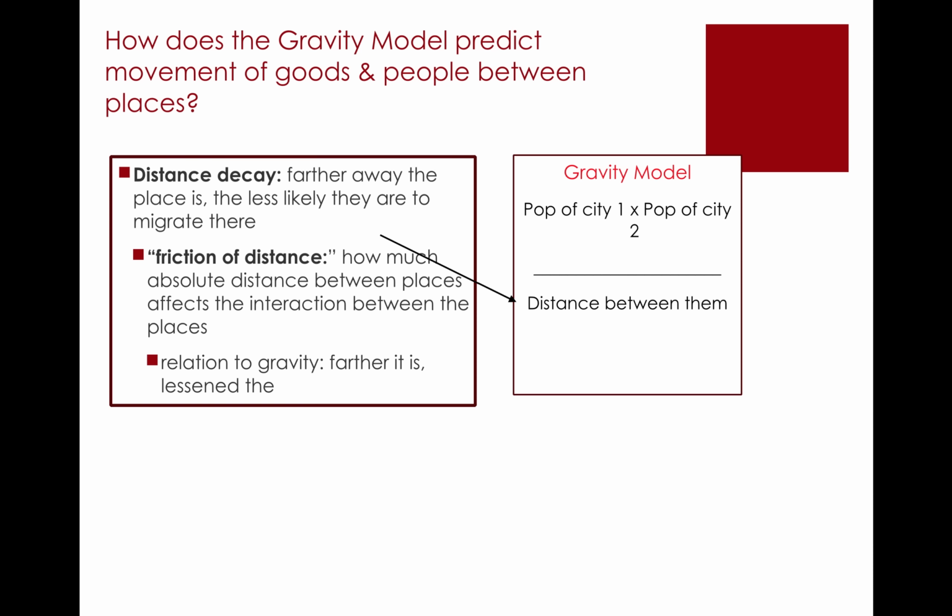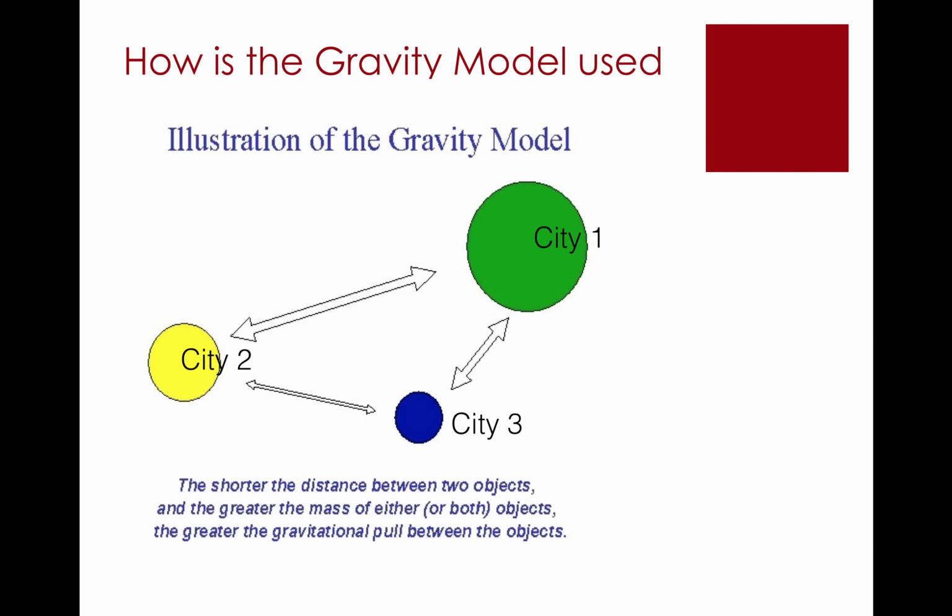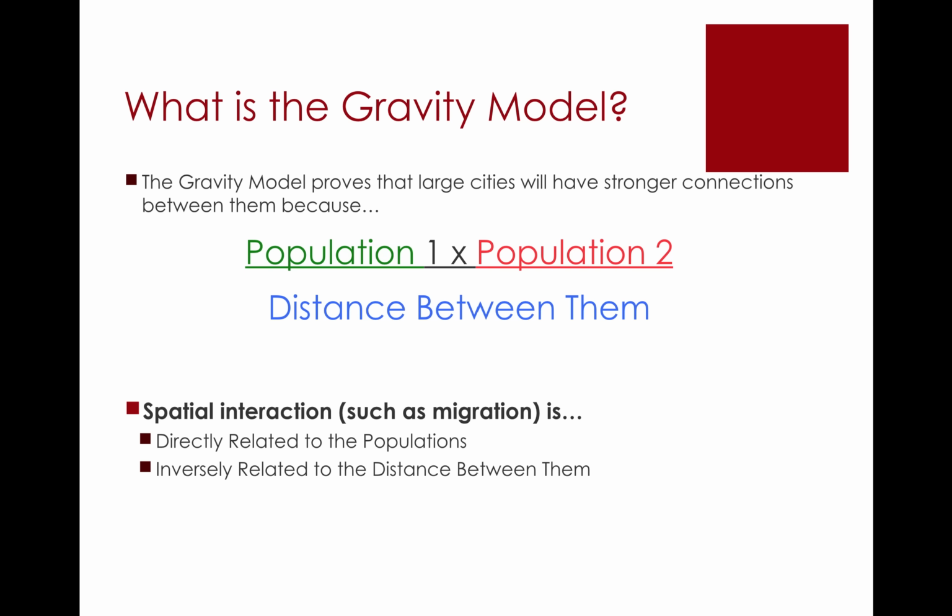This is related to distance decay. I'm going to go back here for a second. What it proves is that larger cities will have strong connections between them. There'll be more migration between them because spatial interactions here are directly related to populations, the more that people interact, and inversely related to the distance between them. So the more people, the more spatial interactions.